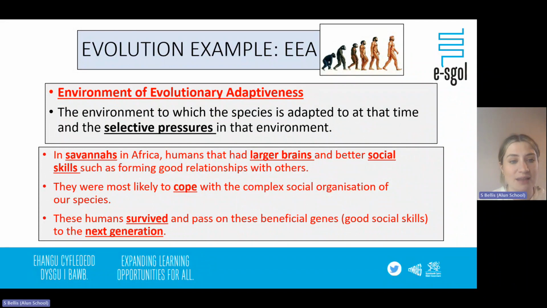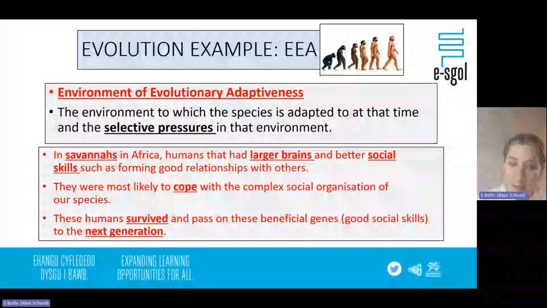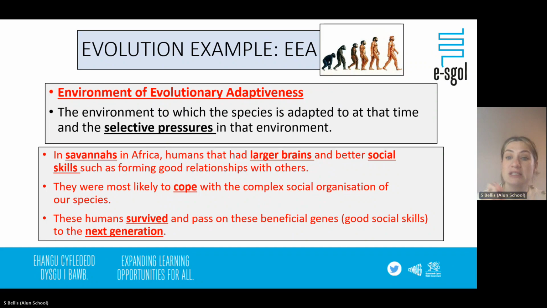For a little bit more context, in the savannas in Africa, humans that had larger brains just naturally had better social skills and were able to form good relationships with other people. They were most likely to cope with the complex social organisation of the species because they were more confident and able to make more friends. They survived and passed on these genes, the genes of good social skill, onto the next generation. And that's where people being sociable may have come from. So environment of evolutionary adaptiveness would be your example for evolution.